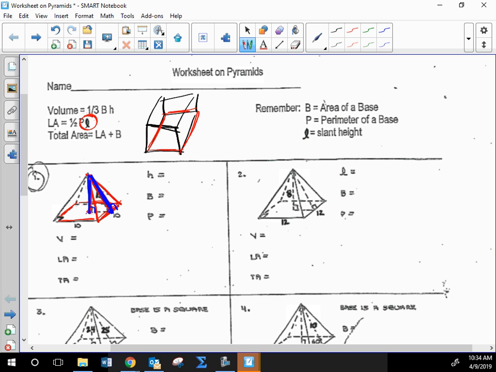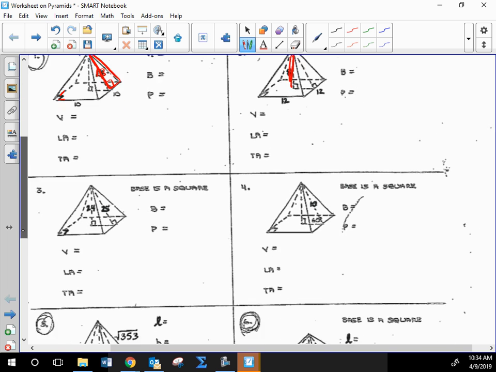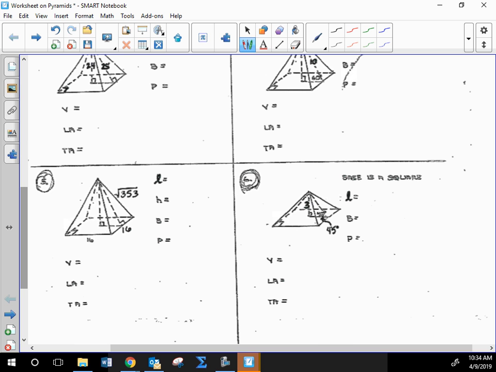All right, so again, our slant height is the height of our face. The height of the object is going to be the inside height of it. On our pyramids, sometimes they give us our slant height, as they did for number 1 here. They have given us our slant height was 13. Sometimes they give us the height of our object. For this one, our height was 8. But sometimes they don't give us either of those.